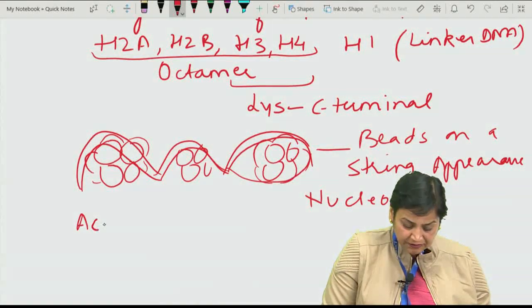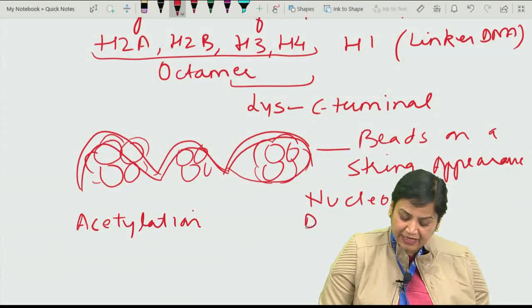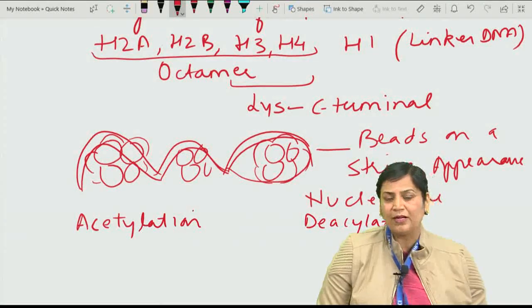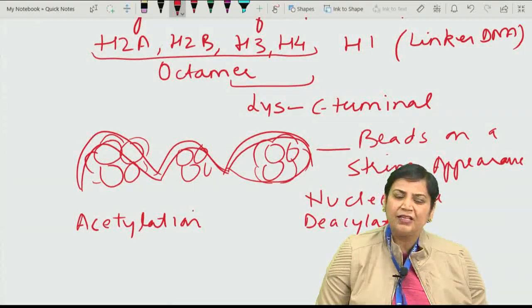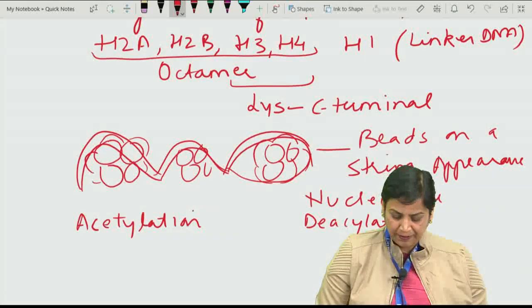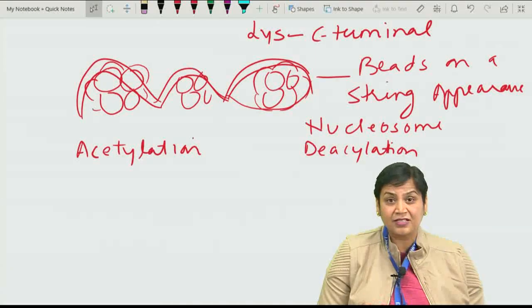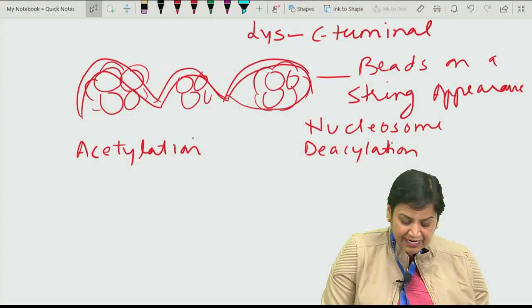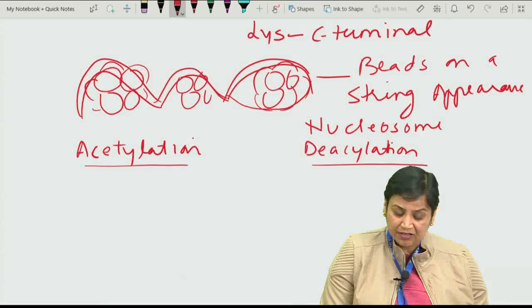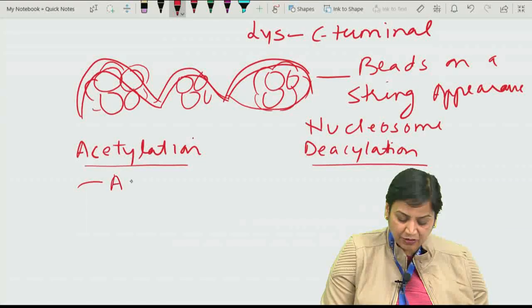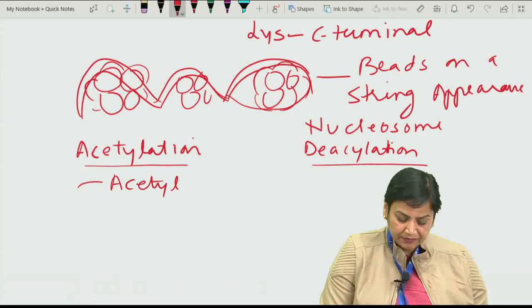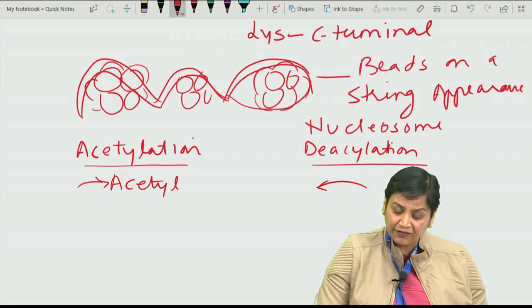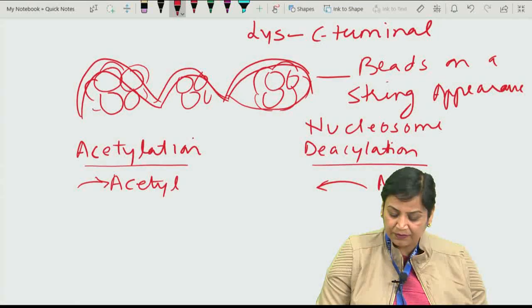So acetylation and deacetylation. Always remember, whenever we talk about metabolism, whenever we talk about synthesis, there has to be an antagonistic process for its degradation, always, so that the entire system remains in equilibrium. Acetylation means addition of acetyl group, and here it is removing that acetyl group.